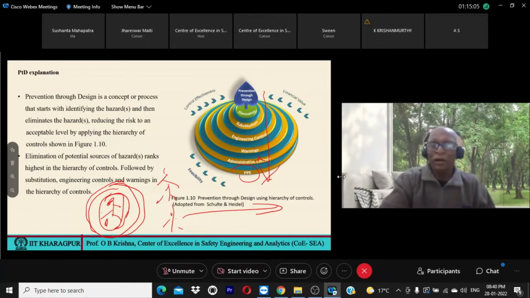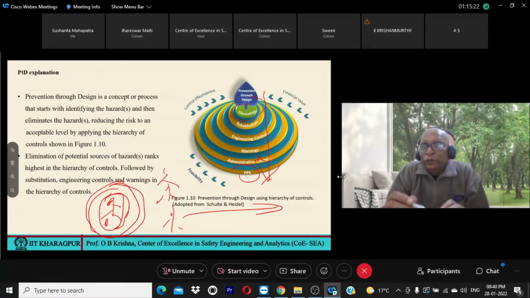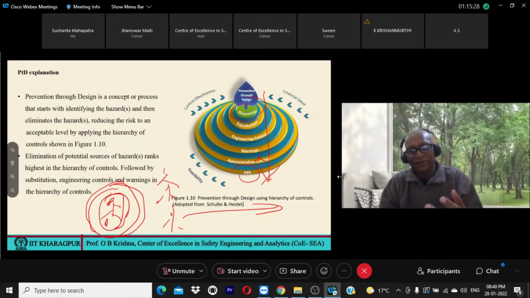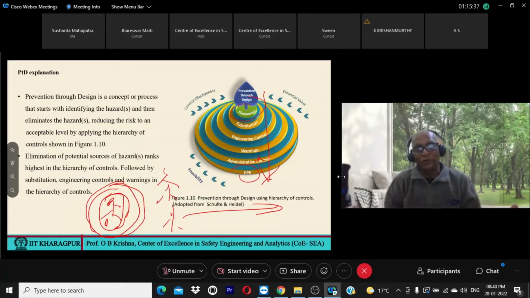PTD works on the hierarchy of the interventions. The hazards which are coming at different stages, they want to put, as far as possible, first elimination. If it is not possible, for a hazard that is very serious, they put elimination or substitution otherwise. At the third level, they bring engineering controls. What is engineering control?